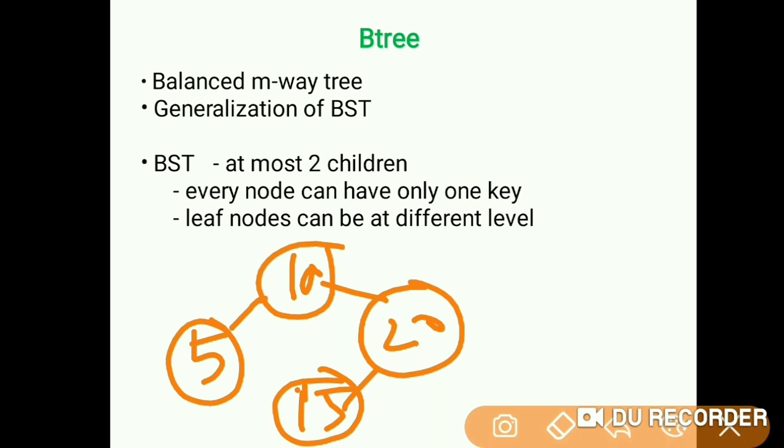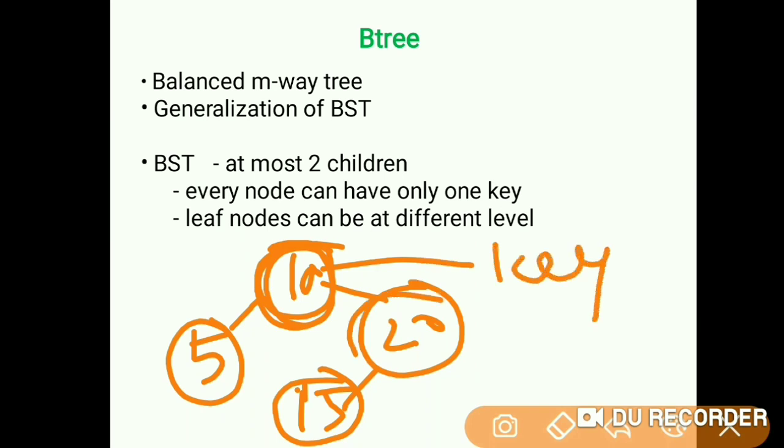Okay, so can you observe this is one node and this node has only a single key. This is another node, it has only a single key, 20. This is another node which only has a single key, 5. So every node has only one key, right? So this is our second property of BST.